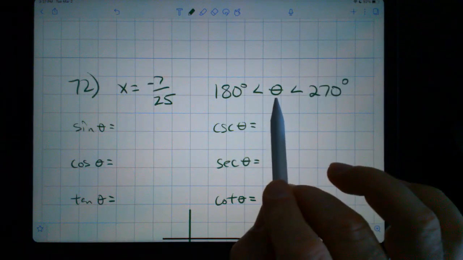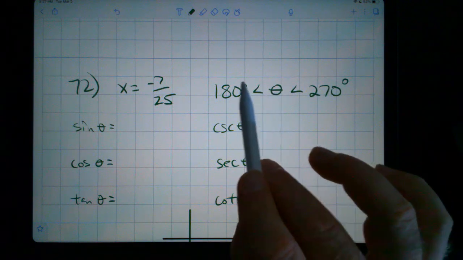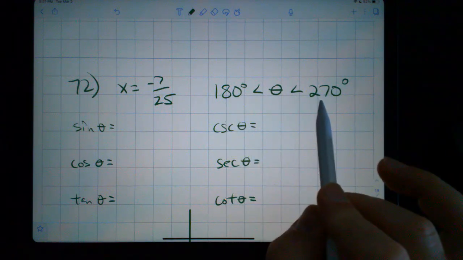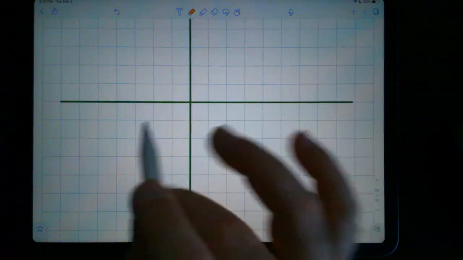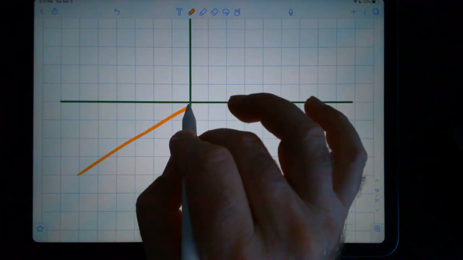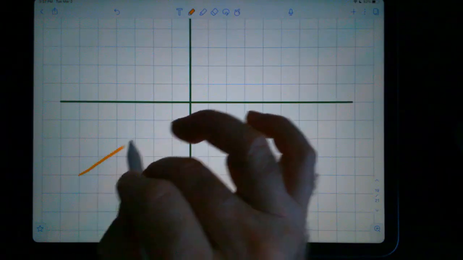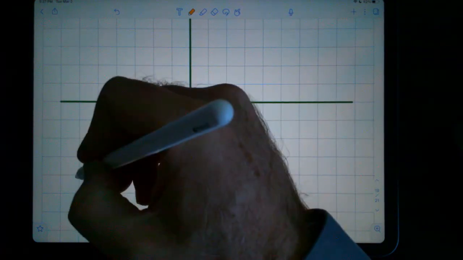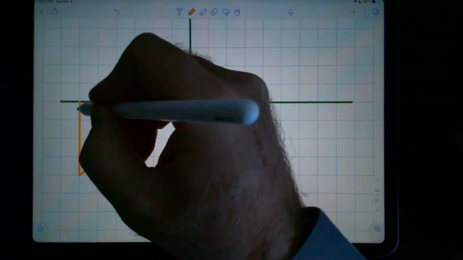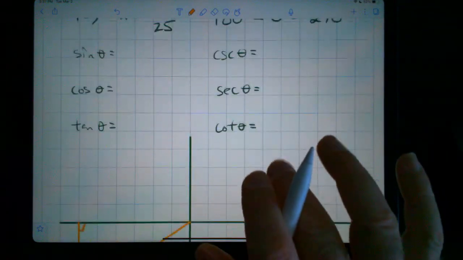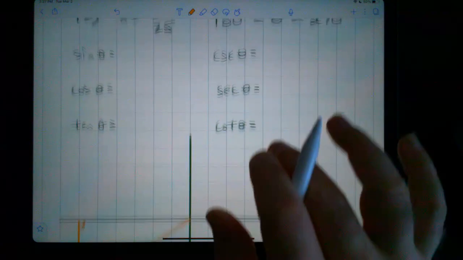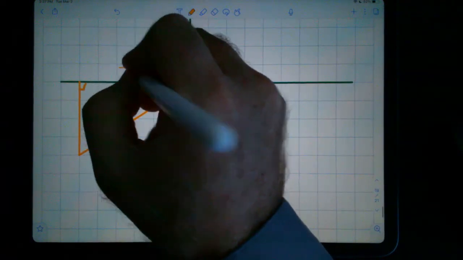So here, theta is going to be in quadrant 3. It's bigger than 180, but less than 270, quadrant 3. And cosine is negative 7 over 25.